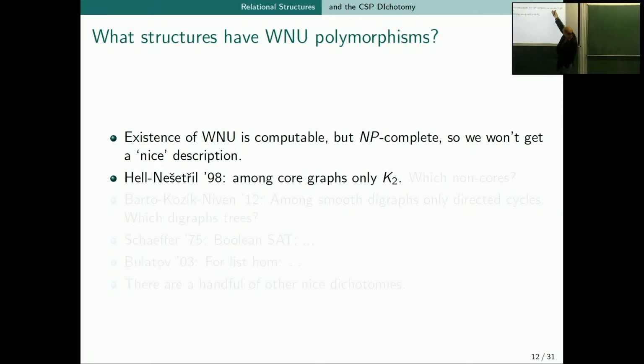But for different segments of CSP, we might have nice descriptions. For example, if we only consider targets that are symmetric graphs and symmetric cores, you know exactly what has a WNU polymorphism, because Hell and Nešetřil said the H-coloring problem for graphs is polynomial only for bipartite graphs, all of whose cores are K2. So the only core with a WNU is K2, and all other cores omit these polymorphisms.